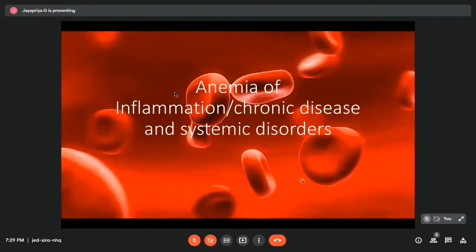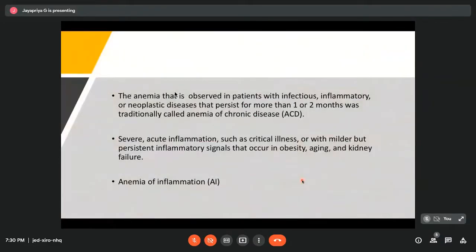So today we'll be dealing with anemia of inflammation or chronic disease and the anemia that is associated with other systemic disorders. First we'll go into anemia of chronic disease, also known as anemia of inflammation. Traditionally it was described as the anemia seen in patients with any infectious, inflammatory or neoplastic disease that persists for a prolonged period, more than 1 or 2 months.